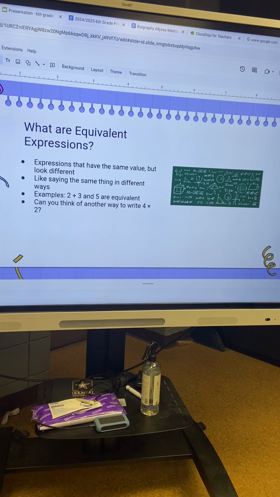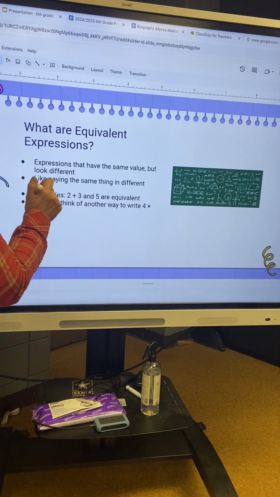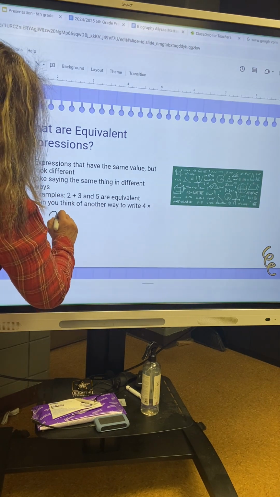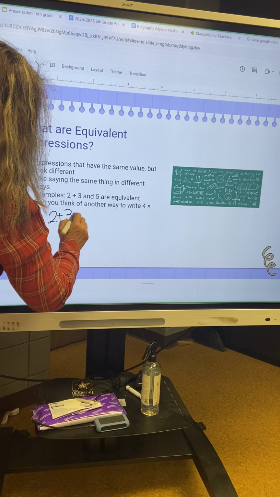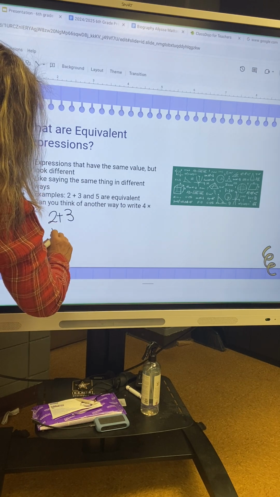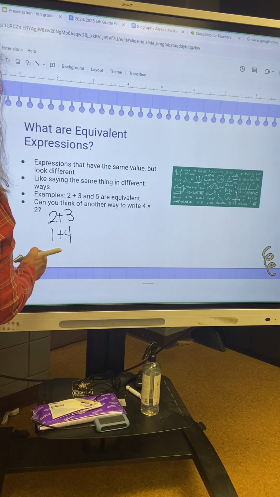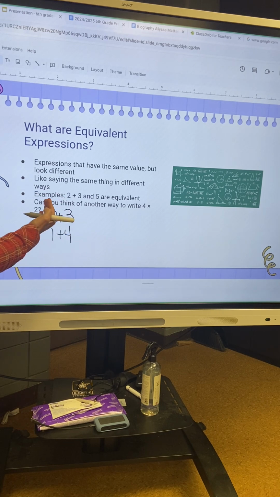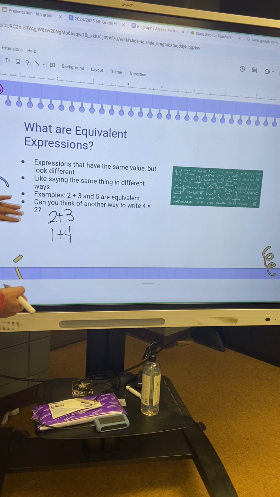So 2 plus 3 is 5. They are equivalent. 2 plus 3 and 5 are equivalent, right? What would be another way of showing 5? We could say 2 plus 3 is 5. 1 plus 4 is 5. Those are 2 equivalent expressions. They both equal 5, all right?